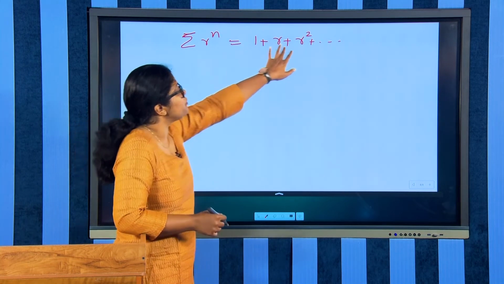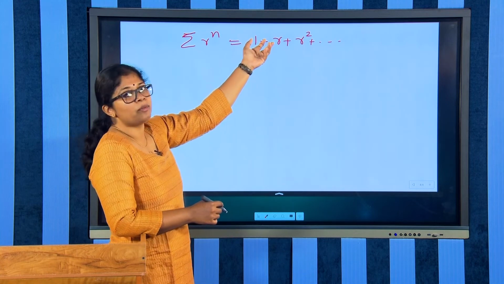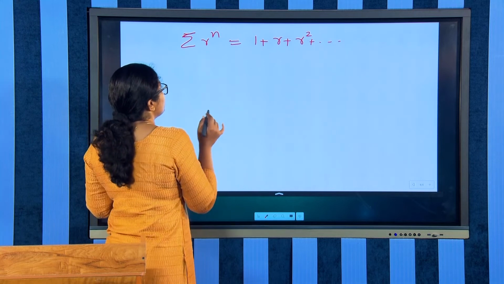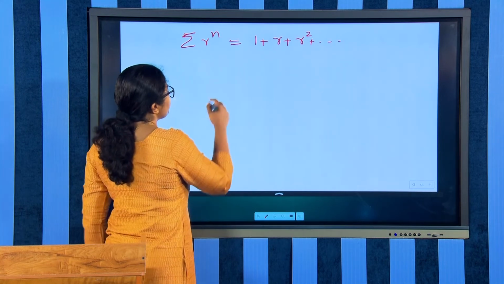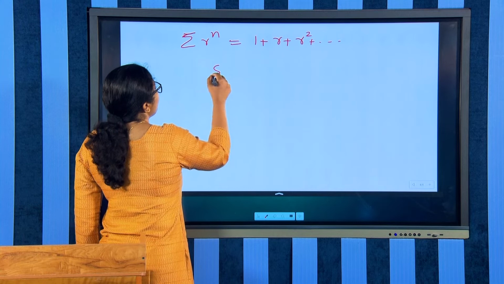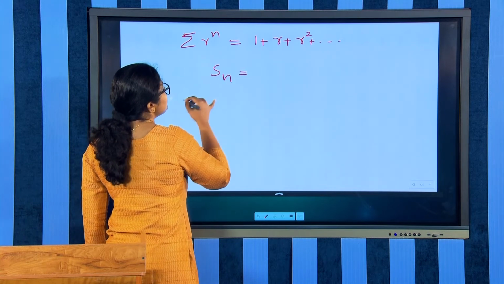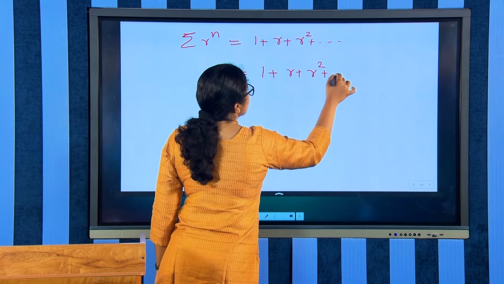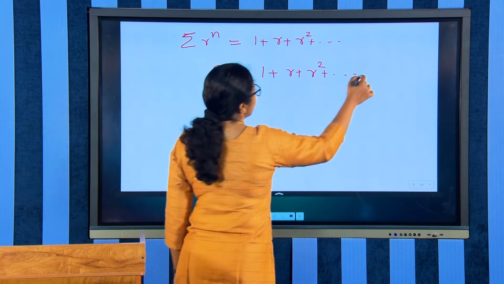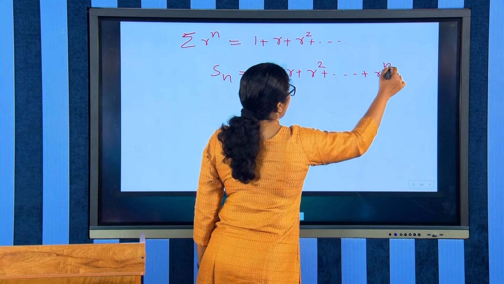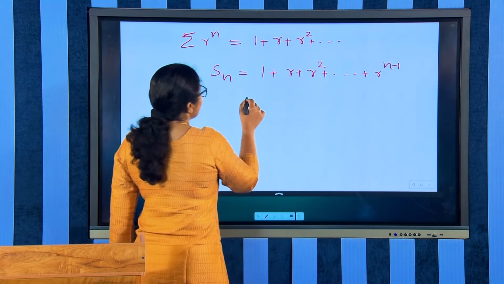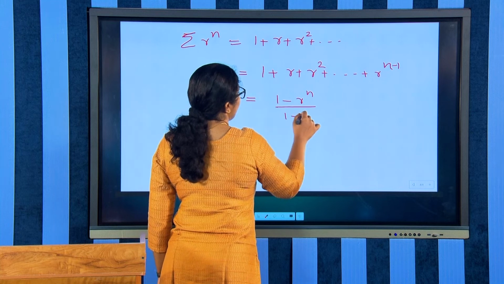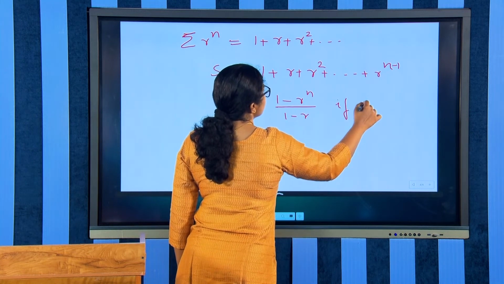So this is an infinite series, so addition of one term or deletion of one term won't affect the convergence or divergence of the series. So if you take the partial sum Sn, that is the sum to n terms, this becomes 1 plus r square plus etc. up to r power n minus 1, and that is equal to, as we have seen, (1 minus r raised to n) by (1 minus r) if r is less than 1.